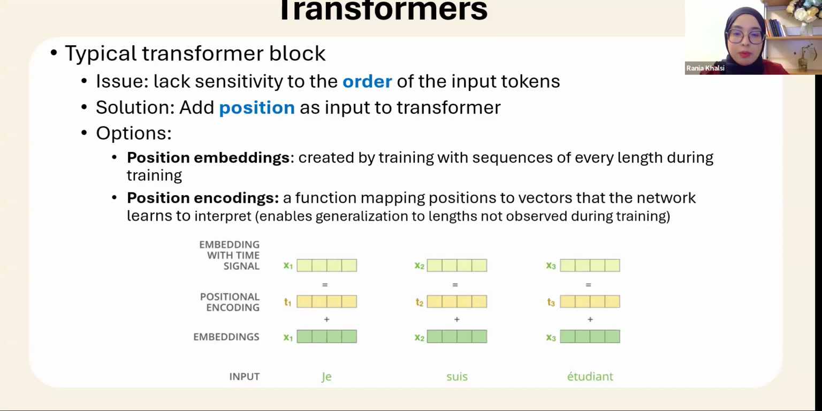So here is another type of positional information: we use positional encoding, okay? Positional encoding is a function that maps each position in the sequence to a vector that the network learns to interpret. So this mainly enables the model to generalize to sequence lengths that may not have appeared during the training.